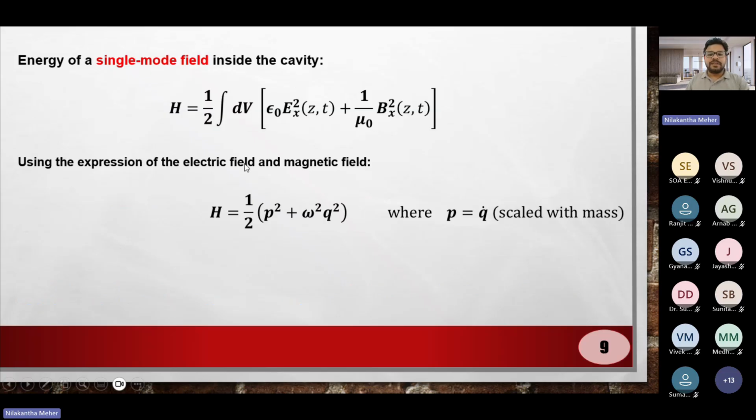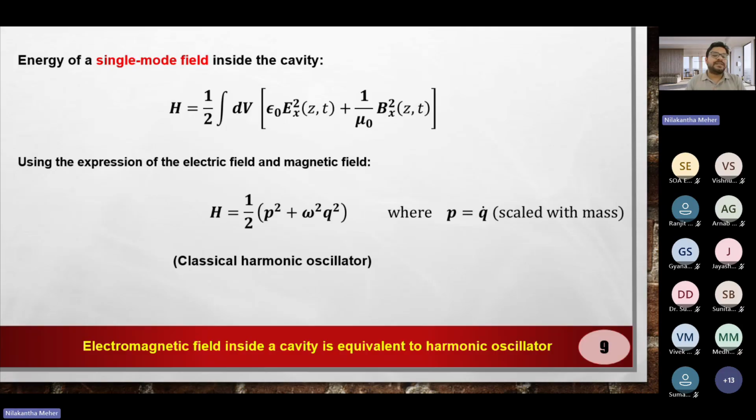It shows that the energy of the electromagnetic field can be written as a classical harmonic oscillator Hamiltonian, where I replace P equal to Q dot, scaled with mass. It's just a quantity. Then you can say that the electromagnetic field inside a cavity is equivalent to a harmonic oscillator. Now, the same quantization procedure follows here, because we already know how to quantize the classical harmonic oscillator. Similarly, we can quantize the harmonic oscillator for the electromagnetic field also, as I showed that this electromagnetic field is equivalent to a classical harmonic oscillator.